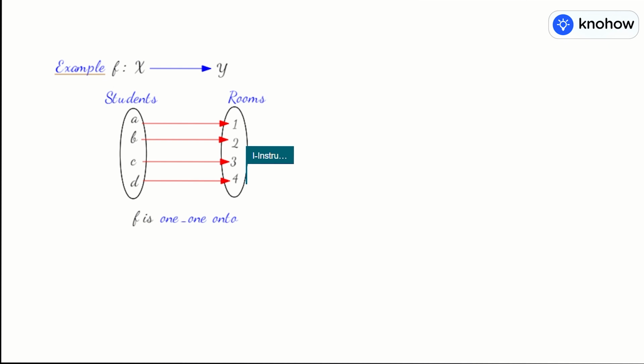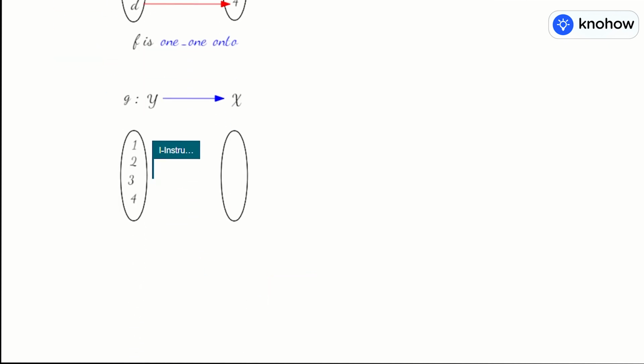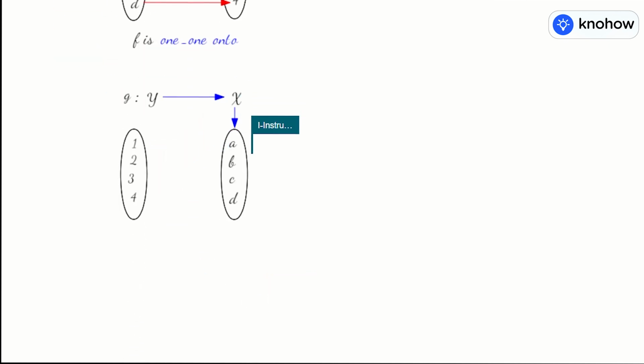And then another function g is defined from set Y to set X, where already Y is the set of rooms 1, 2, 3, 4, and X is the set of students A, B, C, D. So when g is defined from set Y to X, you already know the correspondence. Who lives in room number 1? Student A. Who lives in room number 2? Student B. Who is there in room number 3? Student C. And in room number 4, D. So g is being defined like this.